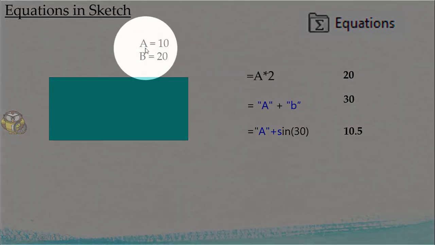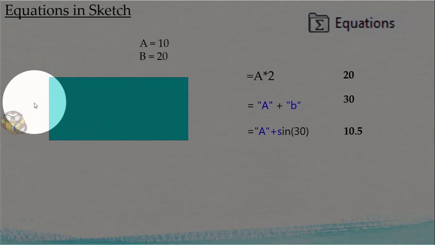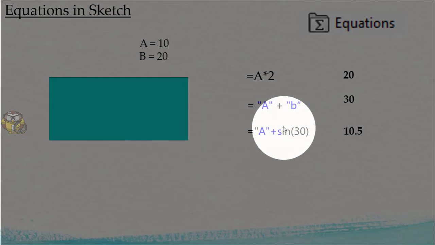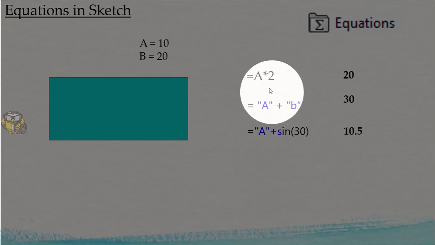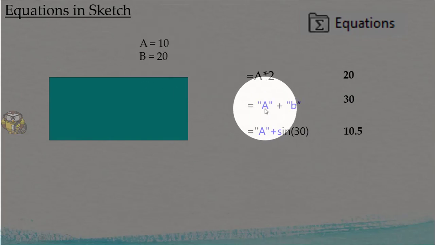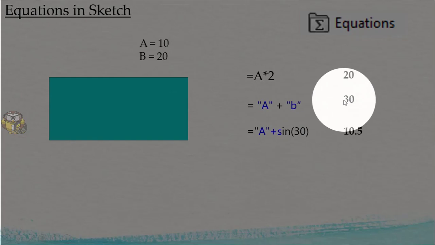You can see, I mentioned a equal to 10, b equal to 20. Where are we going to use this a and b? I take one rectangle here. In this rectangle, I'm going to take height as a and breadth as b. After this, we can create different types of equations, like a into 2, which means 2 times a. Otherwise a plus b: a is 10, b is 20, so a plus b equal to 30.